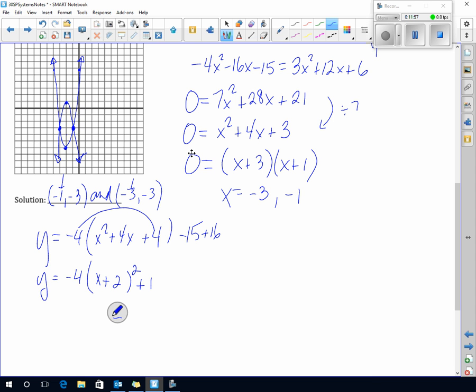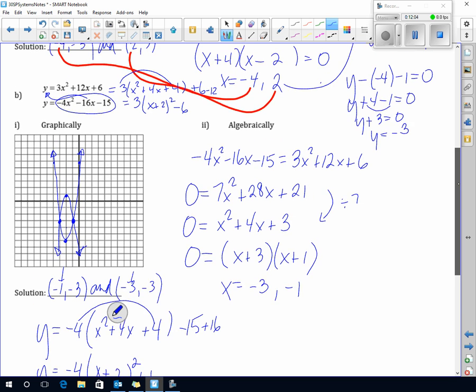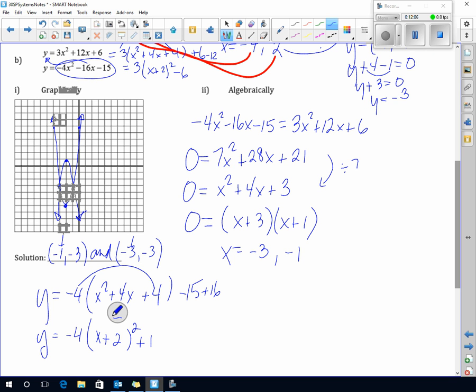Y equals 3, negative 3 squared plus 12 times negative 3 plus 6. Negative 3 squared is 9. 9 times 3 is 27 minus 36 plus 6. Now, I could do it from left to right, but the nice thing about integers is you can do it in any order that makes more sense. And I kind of like doing minus 36 plus 6 because then I get minus 30, and then minus 30 and a 27 make a 3.